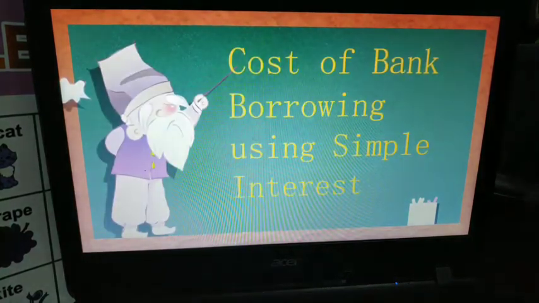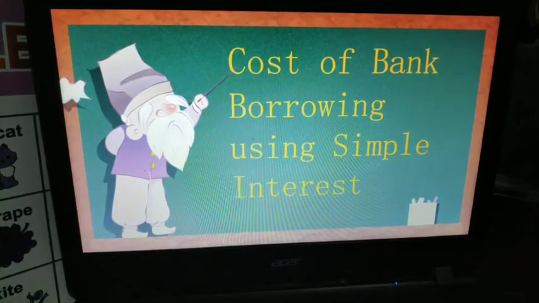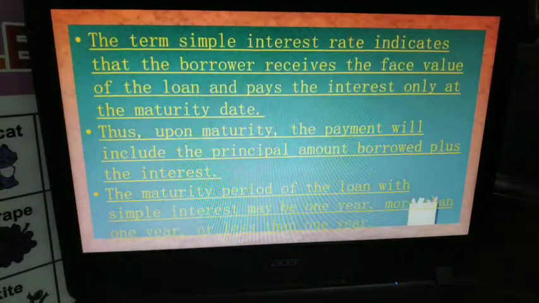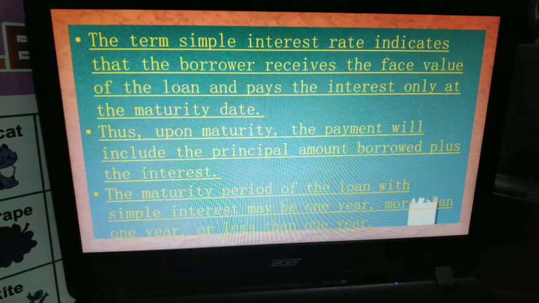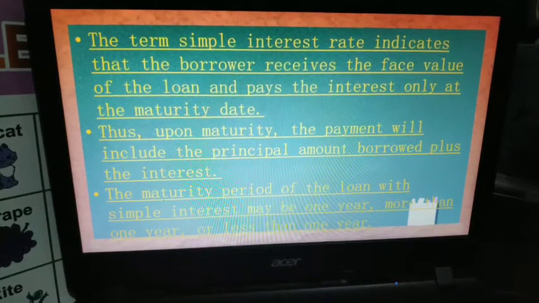Okay, cost of bank borrowings using simple interest. So the term simple interest rate indicates that the borrower receives the face value of the loan and pays the interest only at the maturity date.